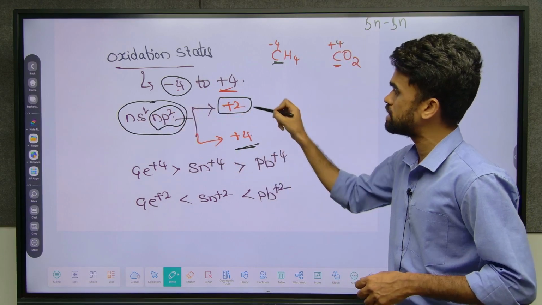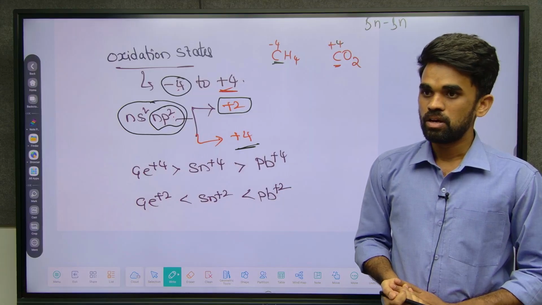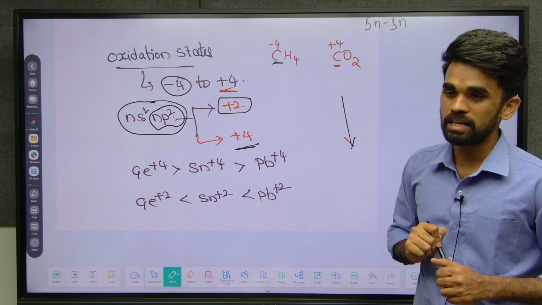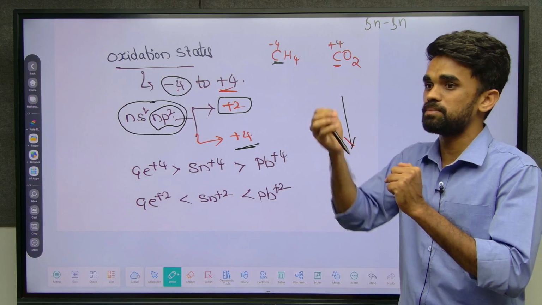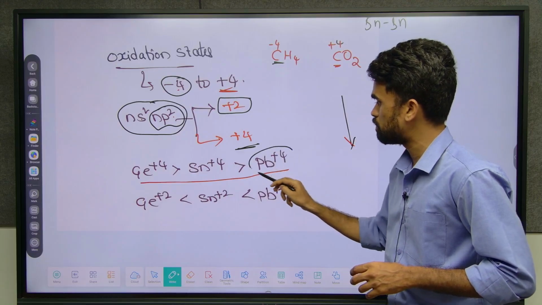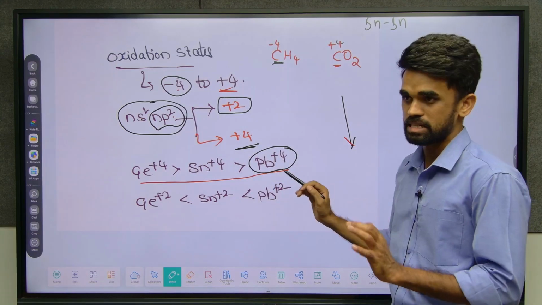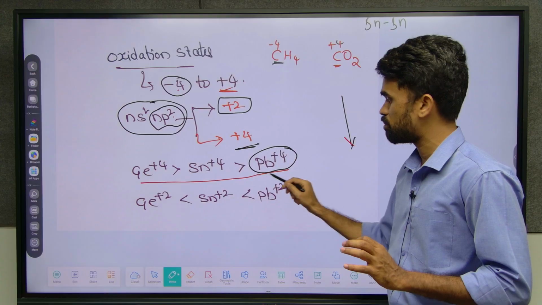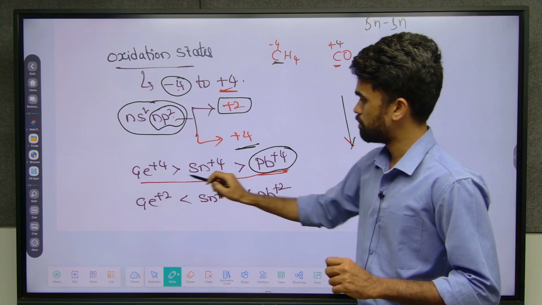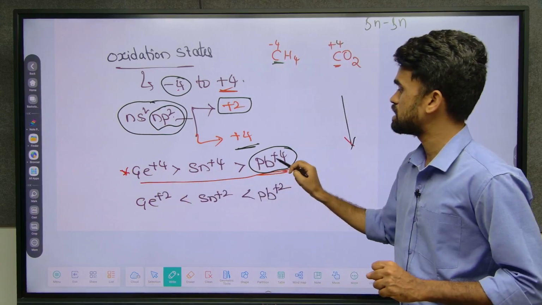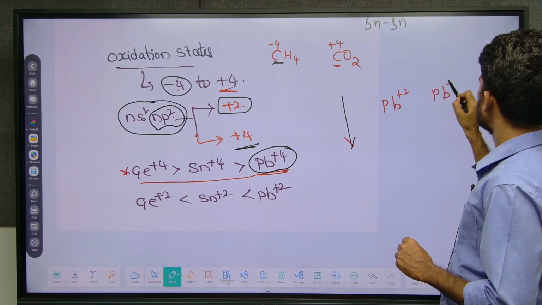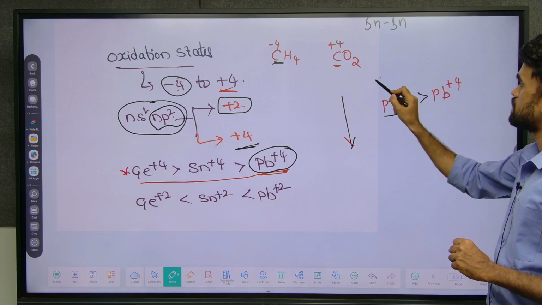Now out of these two, which is more stable, they will ask. So now what happens down the group? Higher oxidation state stability decreases. It means +4 oxidation state stability decreases down the group. So that is the order here. So lead with +4 oxidation state is unstable. Which one? Lead, because this is the bottom element now. With +4 oxidation state it is unstable. Remember these two orders. So what is the stable oxidation state of lead between Pb +2 and Pb +4? +2. So like this is the stability order now.